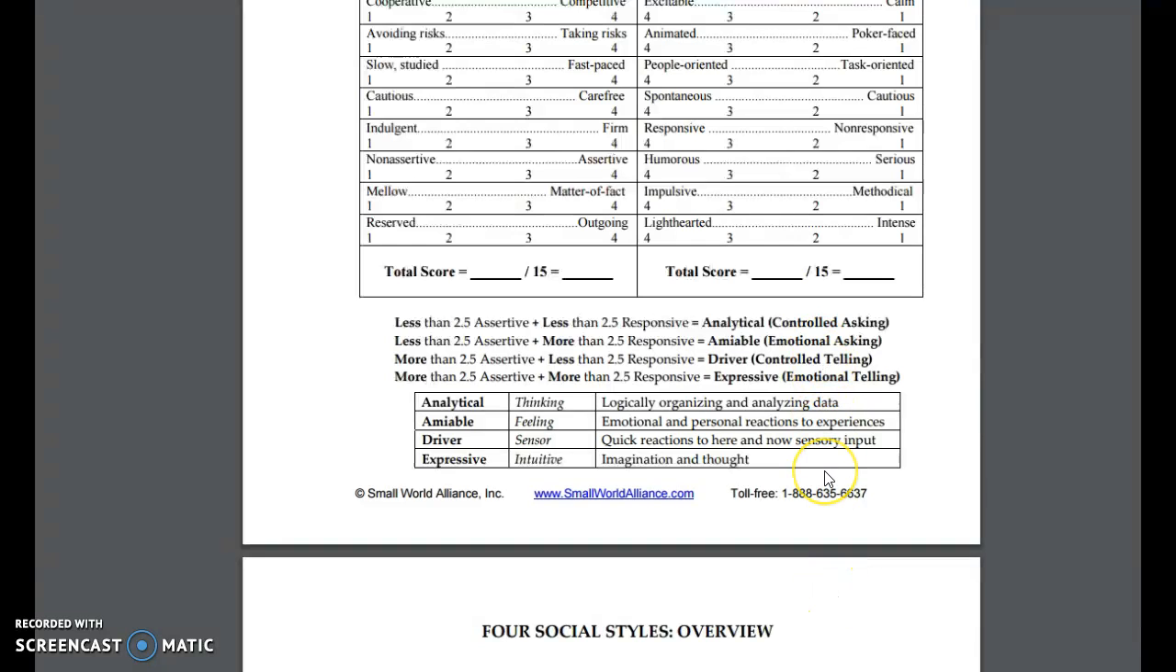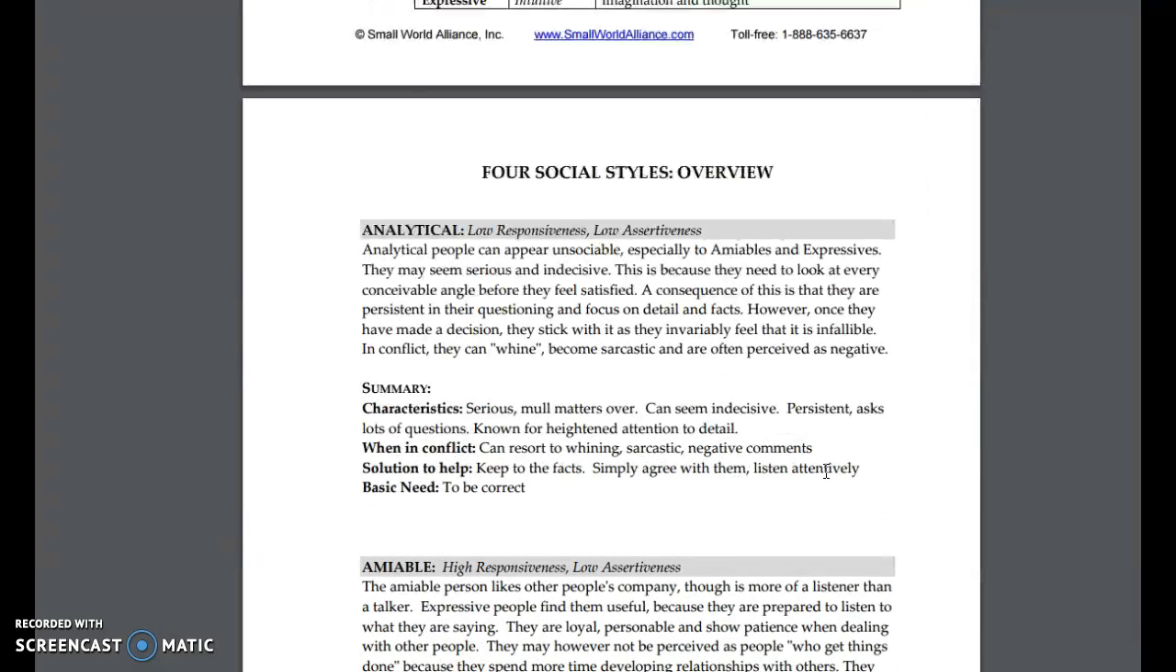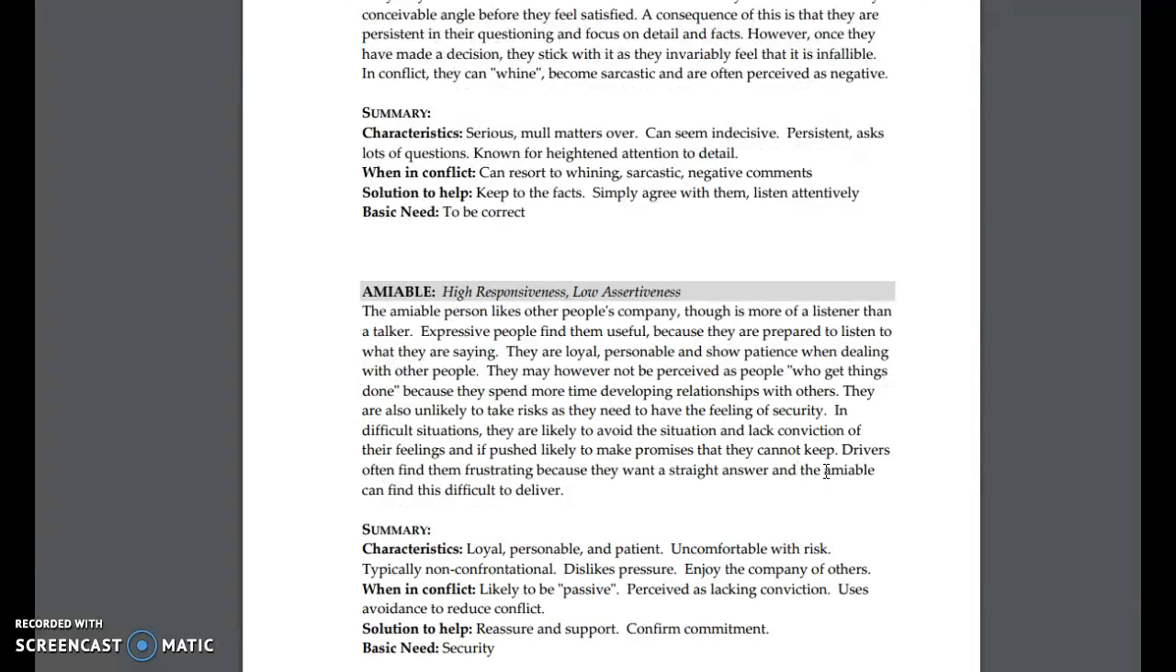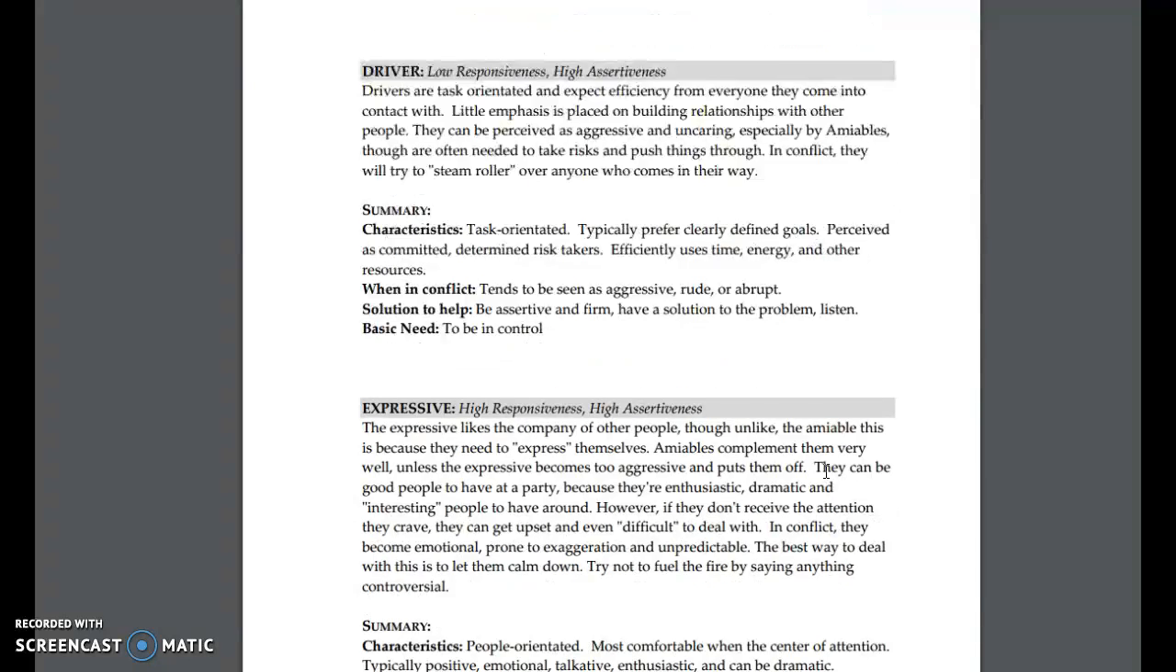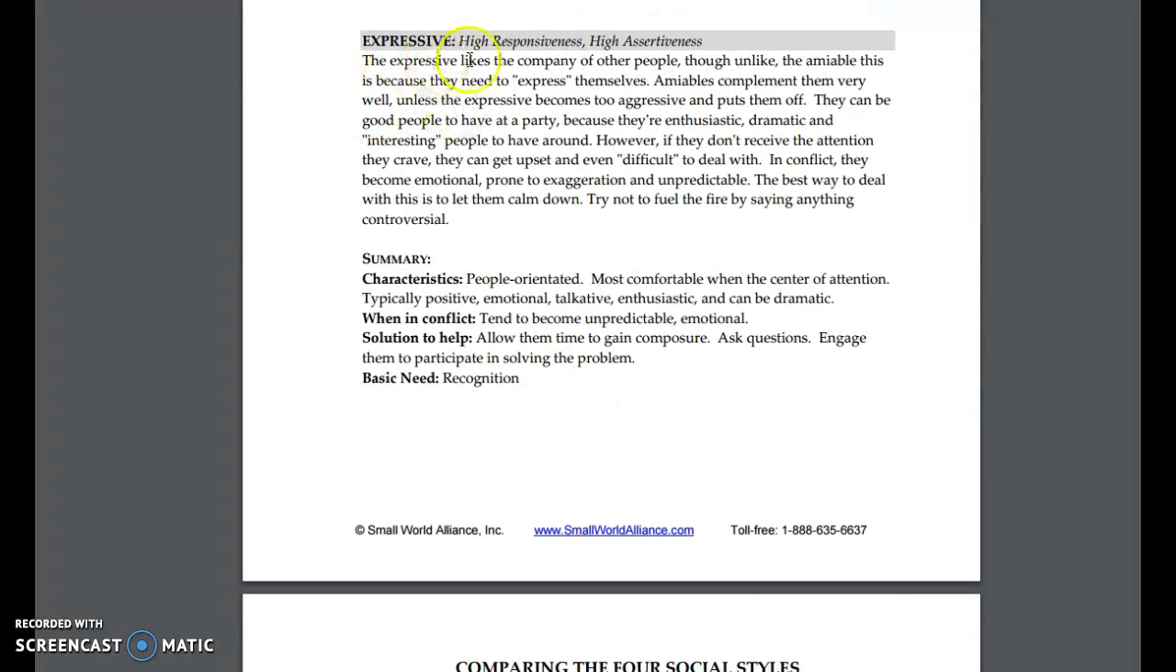If you go down, this is going to give you an overview of each of the social styles. For this particular example, we scored in the expressive. So you would come down here and read through the characteristics: when in conflict, how you deal with conflict, solution to help, basic needs. You would read through this. You may want to print this off and set it aside so that you can complete your journal in the next module.